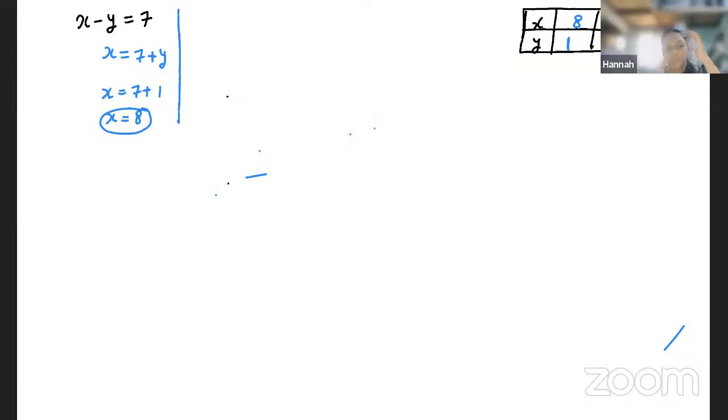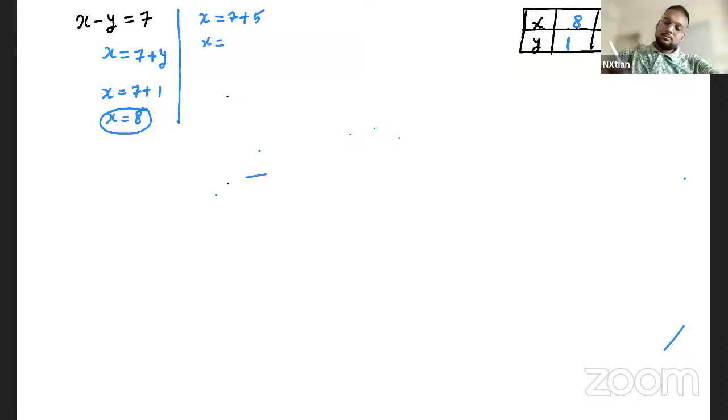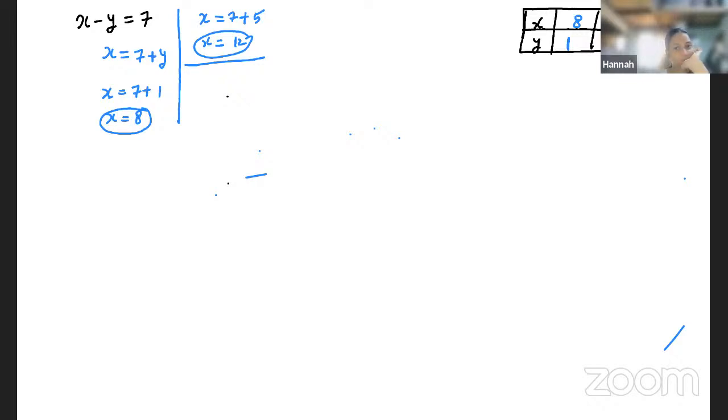1, 5. So if you take y as 1, then x will become 12? 5, x is equal to 7 plus 5. Yeah, you want to take 5? x is equal to 12. And next, minus 3, minus 3.